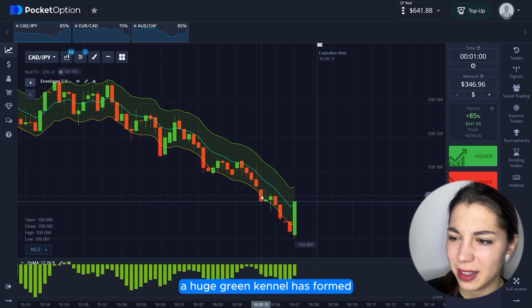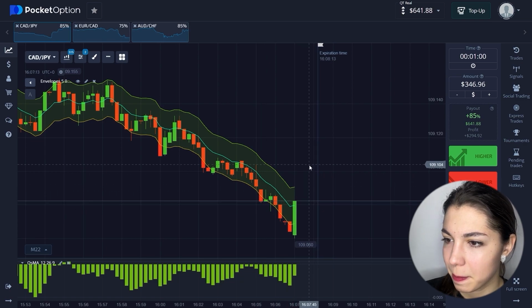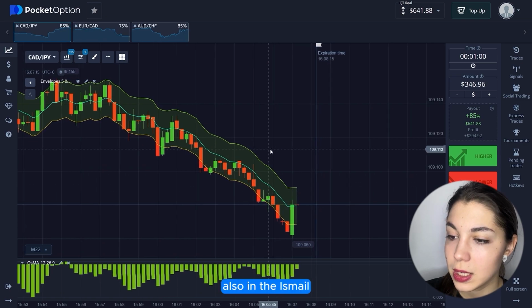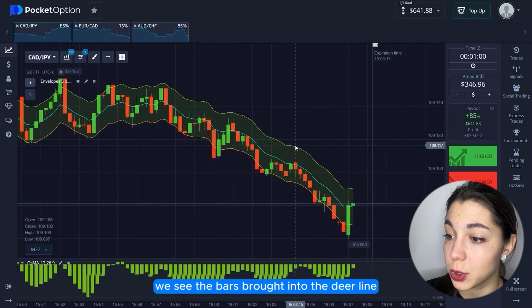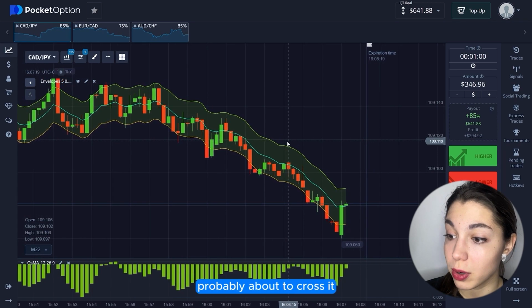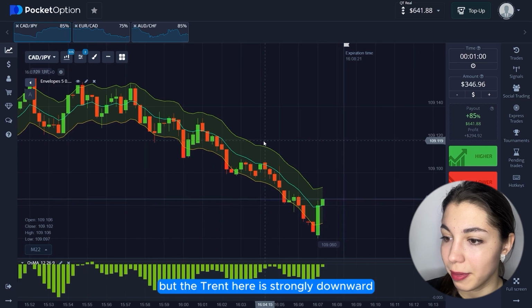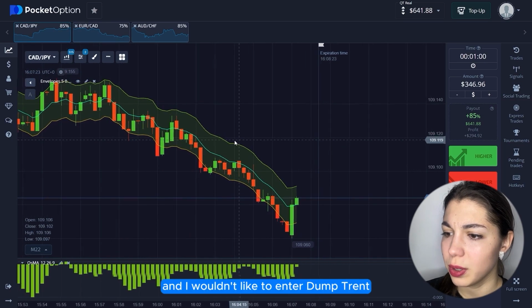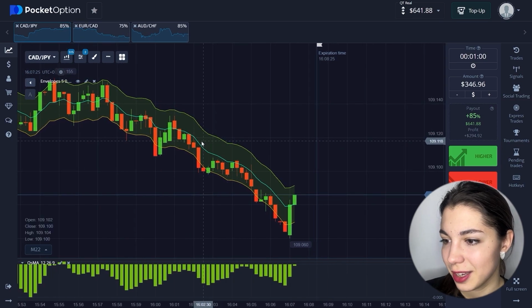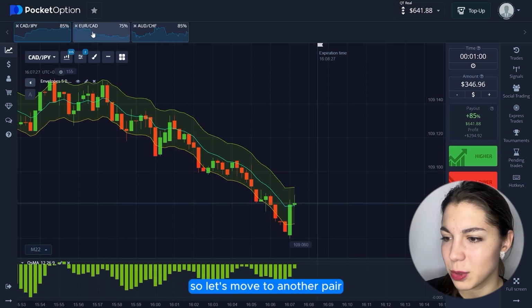A huge green candle has formed. Also on the SMA we see the bars approaching the zero line, probably about to cross it. But the trend here is strongly downward, and I wouldn't like to enter a dump trend. So let's move to another pair.